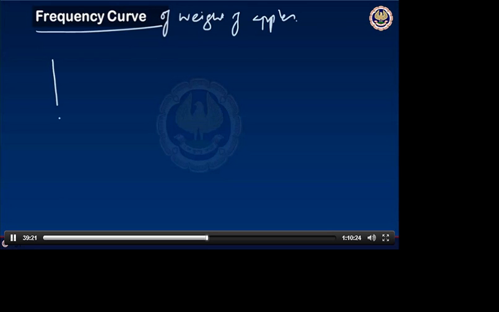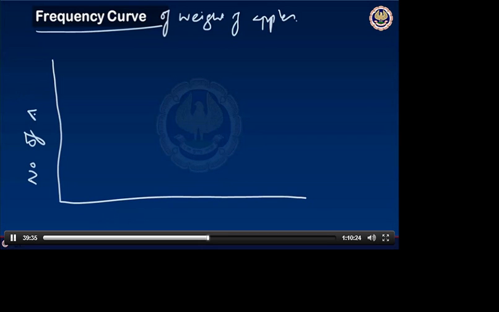So what we'll do, we'll make a graph like this, and we'll try to make a frequency curve of this graph. So on this axis, we are going to have the number of apples. So here it will be number of apples. And this will be the weight. The weight has been given, so we are going to put the weight in grams here. So now we are going to plot this.